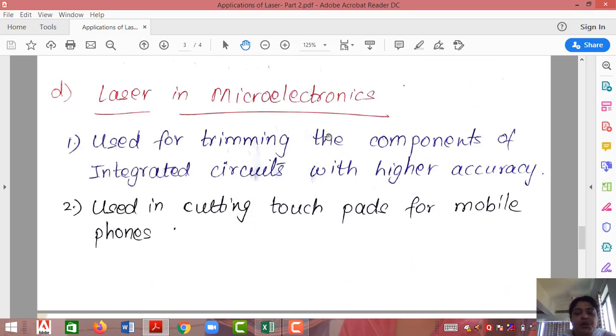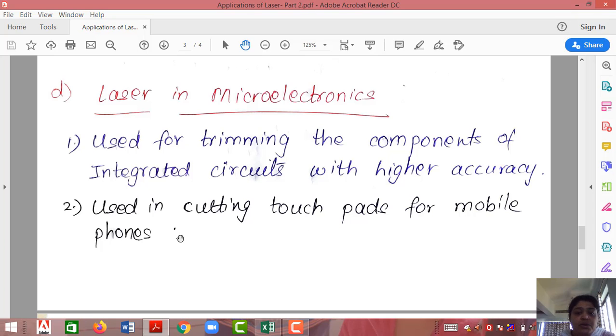Next, laser in microelectronics. Microelectronics basically deals with chips or very small components like you have in your remote controls or in all other electronic products. It is used for trimming the components of integrated circuits with very high accuracy. Integrated circuits are very small chips which have small components built in. So laser is used to trim or remove those components with very high accuracy, where you cannot use a normal scissor or plier to cut. So laser is used for trimming the components.